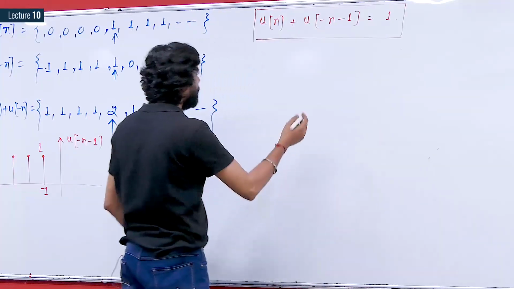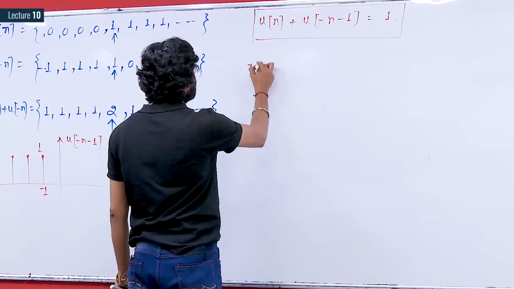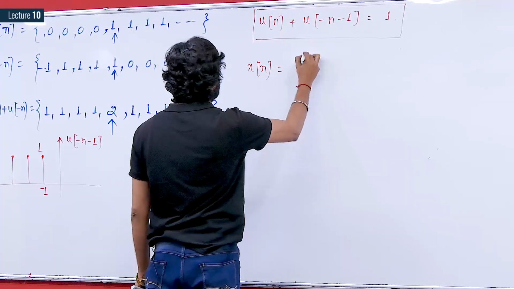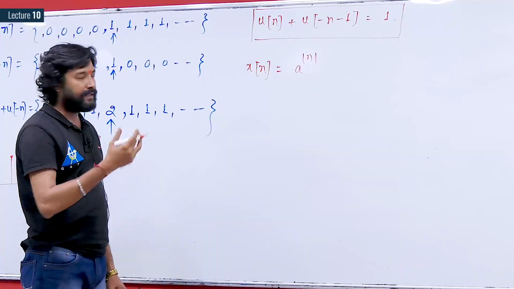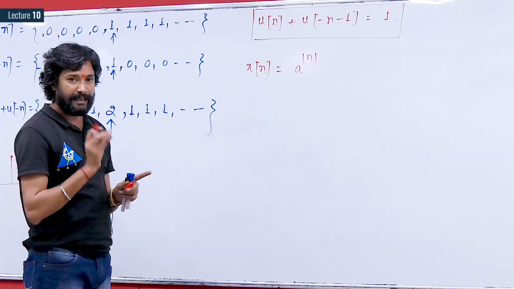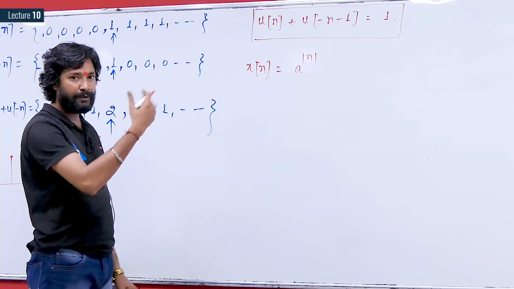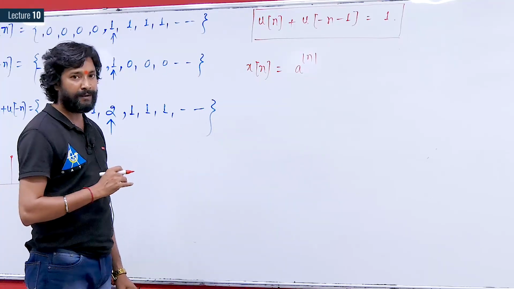It means that now if you have to define any signal x of n, that is a to the power mod of n, these things will be used repeatedly in our future lectures. Therefore we are just trying to define at least these terms, and then how we are going to take the values of a to the power mod of n.